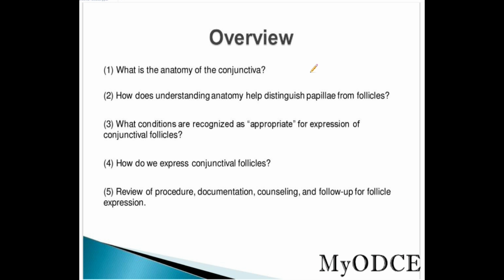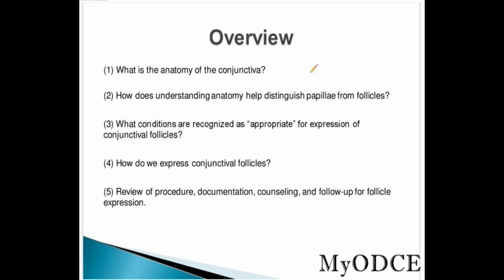So the goals in this lecture, we're going to be discussing the anatomy of the conjunctiva. It'll help us in understanding the anatomy to help distinguish between papillae and follicles. And we're also going to discuss what conditions are recognized as appropriate when we have to express conjunctival follicles. We'll also go into how we express conjunctival follicles, and from a practice management standpoint, we'll explain how to go over the review of the procedure, how to document what's performed, how to counsel patients on the procedure and the treatment afterwards, and how to properly and adequately follow up following the follicle expression.